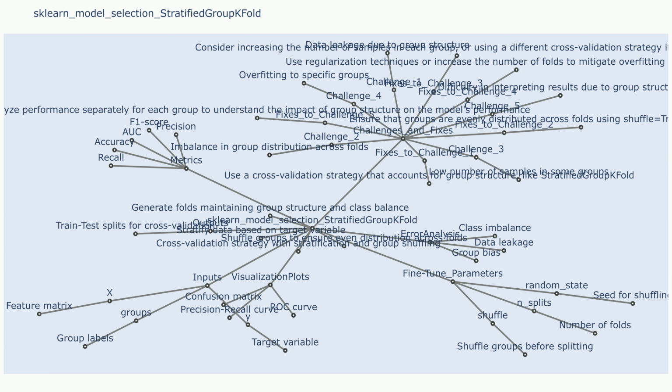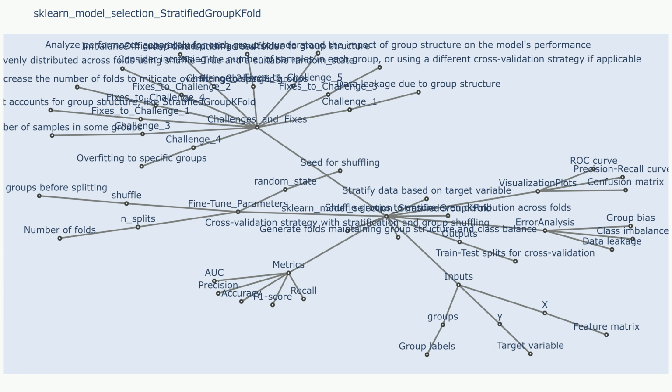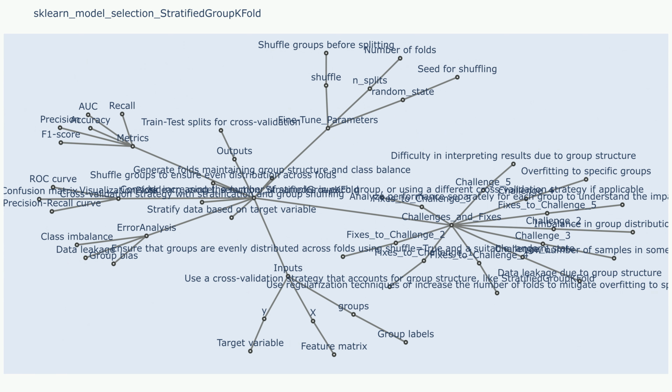Inputs: N splits, the number of folds to create. Shuffle, whether to shuffle the data before splitting. Random state, the random seed for shuffling. Outputs: split, a generator that yields indices for each fold.